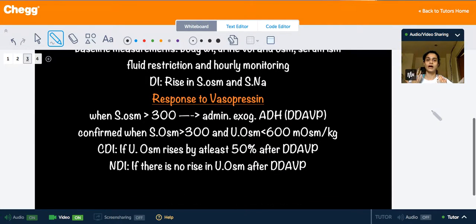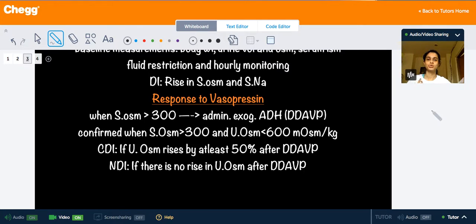So after this, now that you've diagnosed DI, you have to figure out whether this is central DI or nephrogenic DI. To differentiate between the two, you have to look at the response to vasopressin. This is basically external, exogenous ADH that is administered to the patient. It's also called DDAVP.